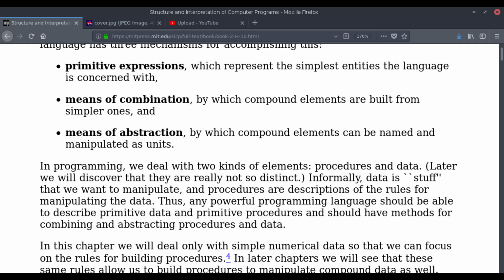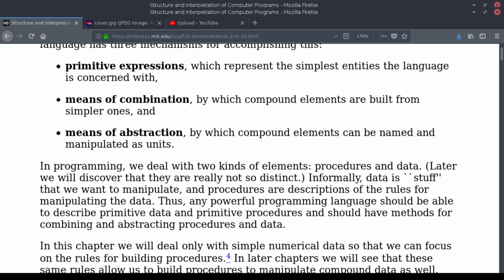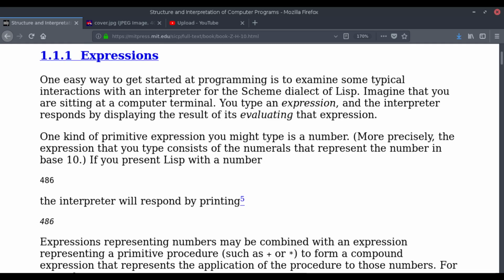In this chapter we will deal only with simple numerical data, so that we can focus on the rules for building procedures. In later chapters we will see that these same rules allow us to build procedures to manipulate compound data as well. Section 1.1.1 Expressions. One easy way to get started at programming is to examine some typical interactions with an interpreter for the Scheme dialect of Lisp. Imagine that you are sitting at a computer terminal. You type an expression, and the interpreter responds by displaying the result of its evaluating that expression.